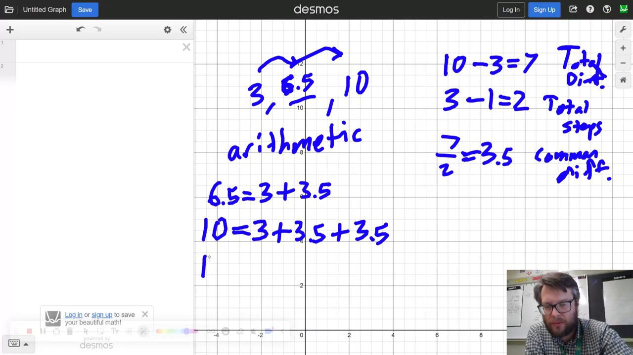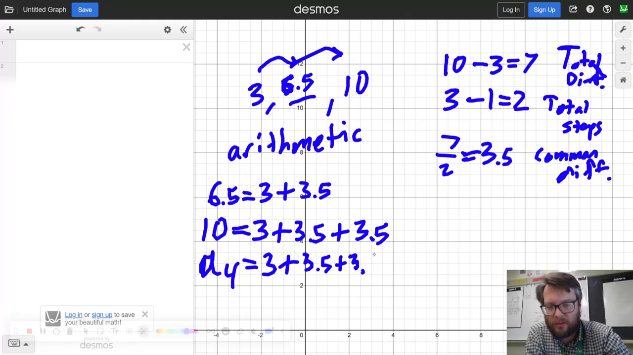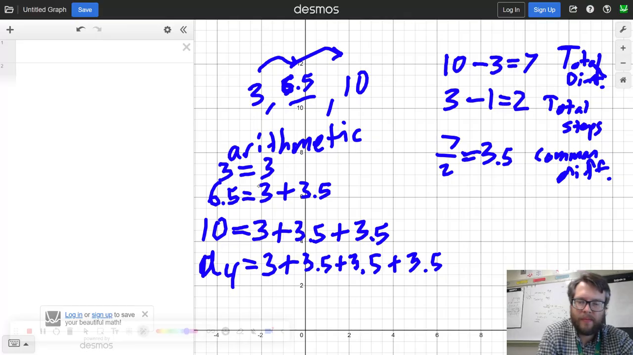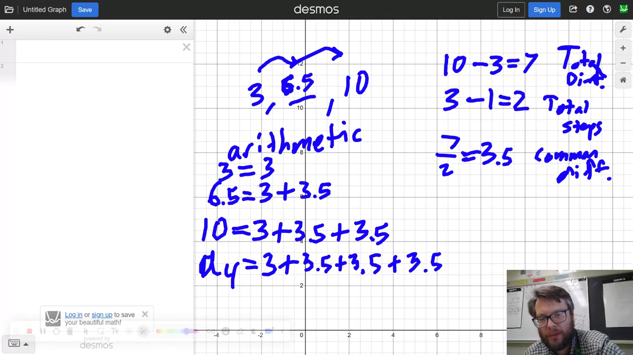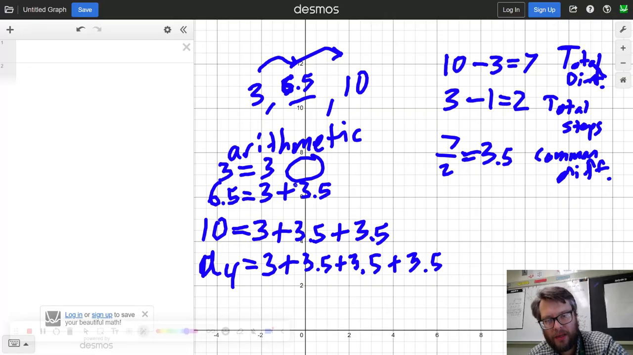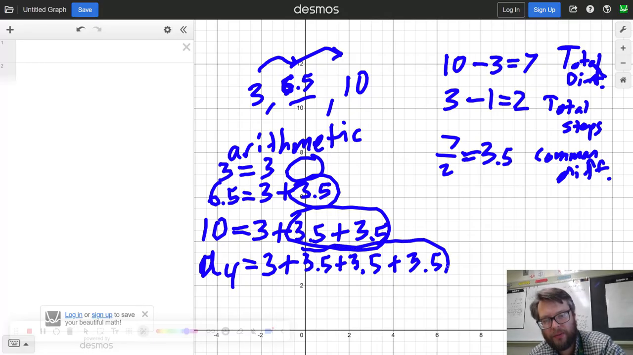And then the fourth term, whatever that is, would just be 3 plus 3.5 plus 3.5 plus 3.5. The very first term is just 3 by itself. And what I'm noticing is a pattern here. For the first term, I'm adding 0 copies of 3.5. For the second term, I'm adding 1 copy. For the third term, I'm adding 2 copies of 3.5. For the fourth term, I'm adding 3 copies of 3.5.